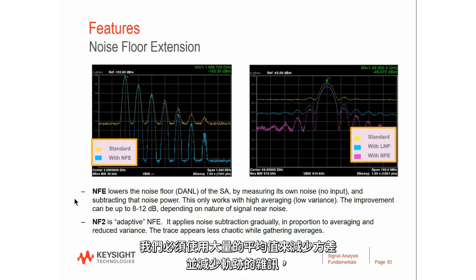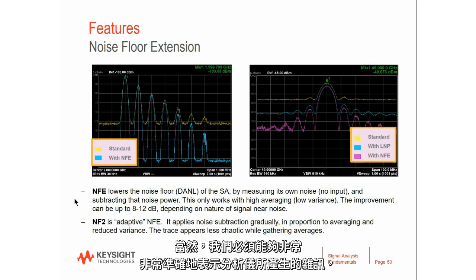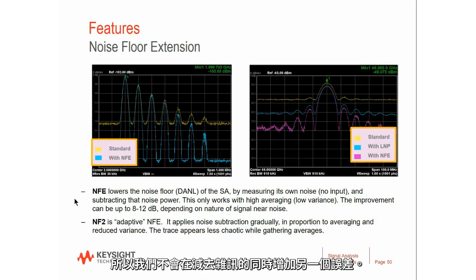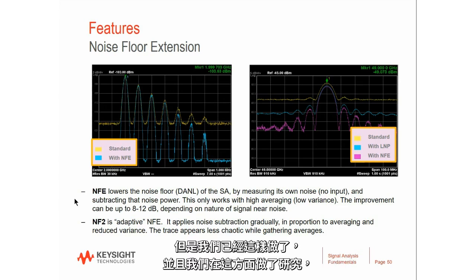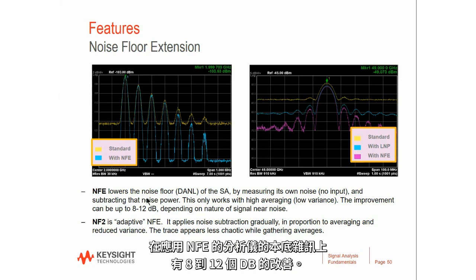So in other words, we're making measurements so near the noise, we have to use lots and lots of averaging to reduce the variance and reduce the noisiness of that trace, and then we can subtract the power that is added by the analyzer. And of course, we have to be able to very, very accurately characterize the noise that's contributed by the analyzer, so we're not adding another error component while we subtract the noise. But we've done that, we've studied it, we've worked at it, and our analyzers can now offer NFE with, in some cases, 8 to 12 dB improvement in the noise floor of the analyzer applying NFE.